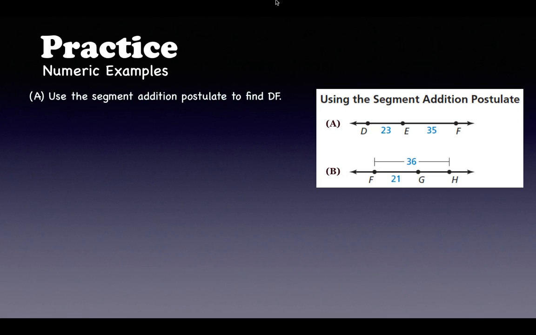Let's practice these concepts with some numeric examples. If you look at example A, we have a segment DF with a point E in between, and we want to find the measurement of DF.